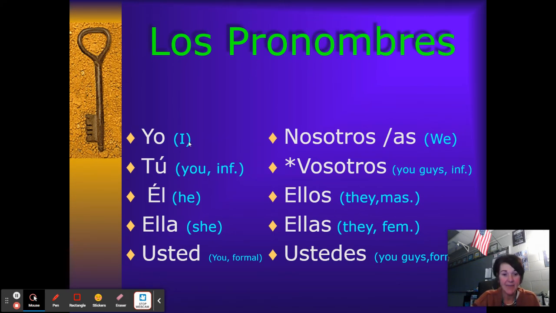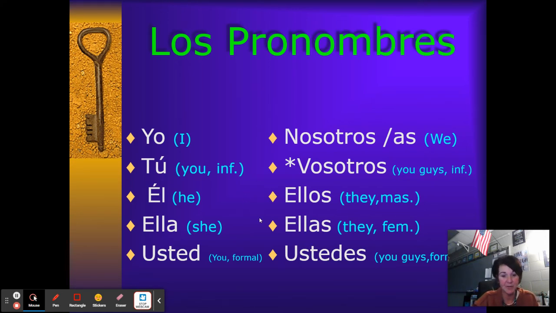So you can see how these match up across each other. So the plural of I would be we. We don't use the plural of you here in this way informally. It would almost be like this connection here. El, the plural is they, all guys or a mixed group. Ella, the plural would be ellas, which is only girls. And then usted is the formal you. Ustedes is the formal you guys.